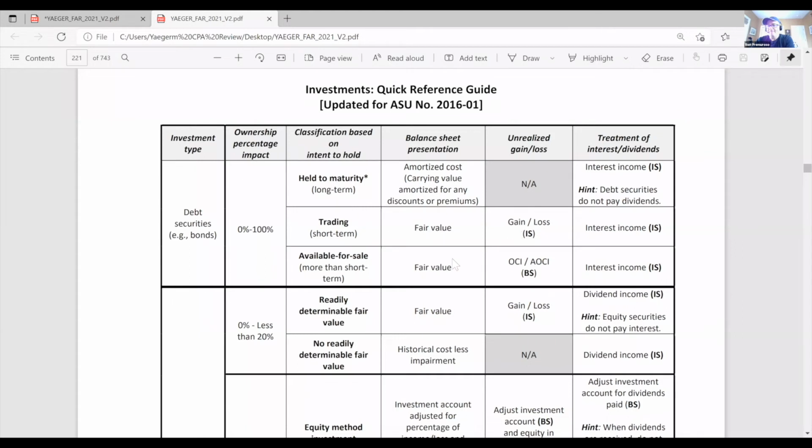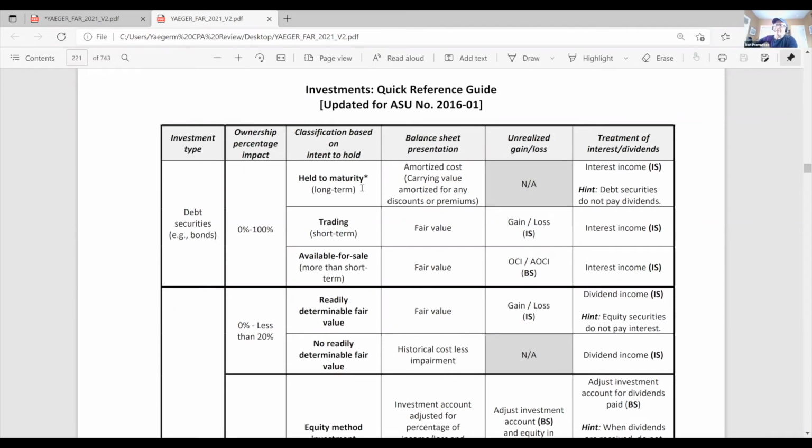Because the intent is to hold it short term. So earlier you said that there is no unrealized gains and losses for bonds. So I need clarification on the entries. So we said there's no unrealized only in the case where you're going to hold the bond until it matures. That's 5 years from now, 10 years.